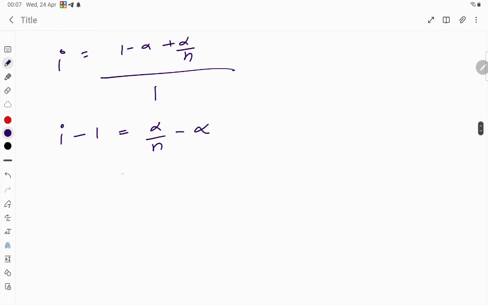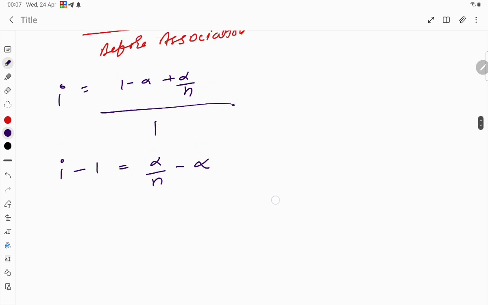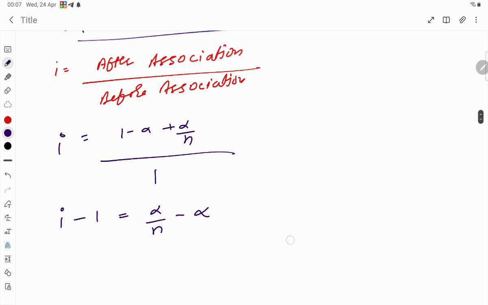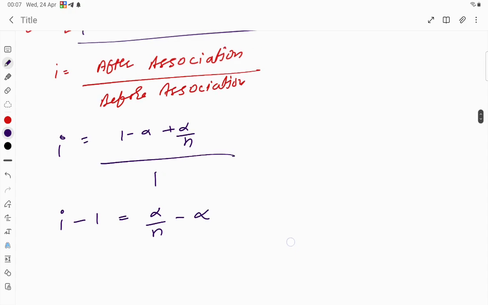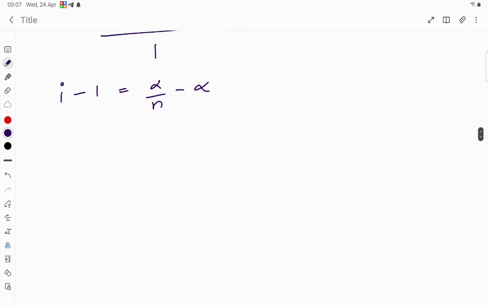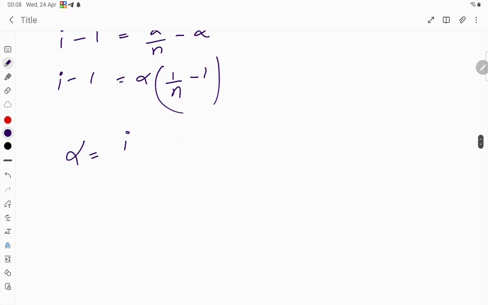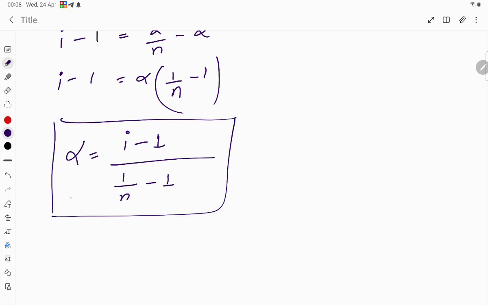Here you can take the common, student. Alpha we can take common, there is no problem. So i minus 1, if I take alpha outside, is alpha times (1 by n minus 1). So alpha is equal to i minus 1 divided by (1 upon n minus 1). So this is what is called alpha, student.